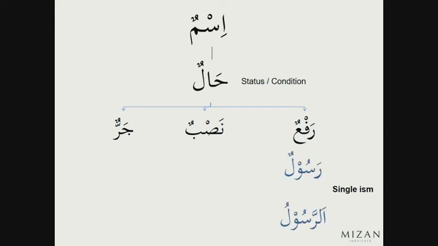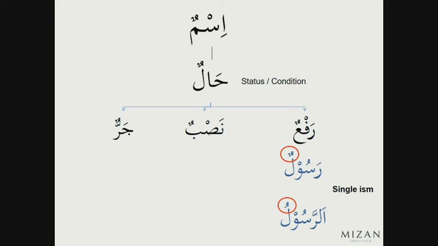The first one is Rasulun and Ar-Rasulu. Just as a footnote, we're only looking at the single ism for now. We'll do plurals and other stuff later on. Rasulun, Ar-Rasulu, what does it end with? It ends with 2 dhammas there and 1 dhamma there. So if you have a single ism and it ends with a dhamma or 2 dhammas, what hal is it in? Raf'un.